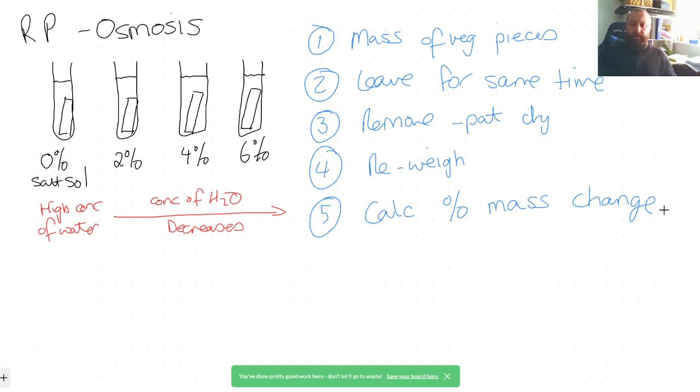Although we're going to be trying to take them from the same vegetable if we can, we're going to be cutting them to the same size, so they've got the same outer surface area and the same volume. They will probably have small amounts of moisture difference to start with inside them, so there will be slight differences in mass. So by working out the percentage mass change, it doesn't matter that they all have slightly different masses to start with.